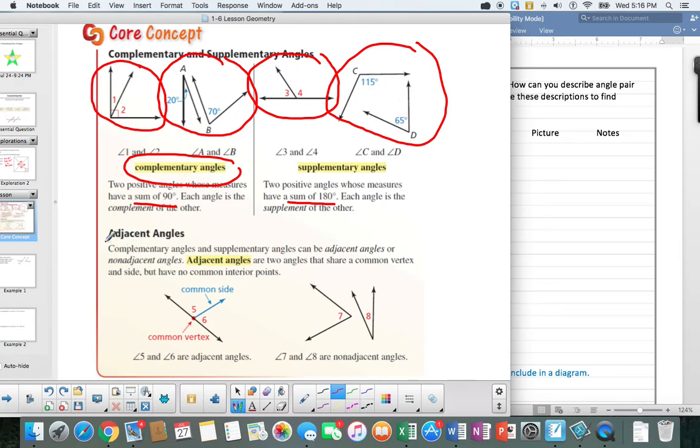Adjacent angles is our next vocabulary word, and adjacent angles share a common vertex and side. So you can see what it's saying: common side, common vertex. So make sure you draw a picture of adjacent angles. Now this is not adjacent angles because they do not share a vertex and they do not share a side.